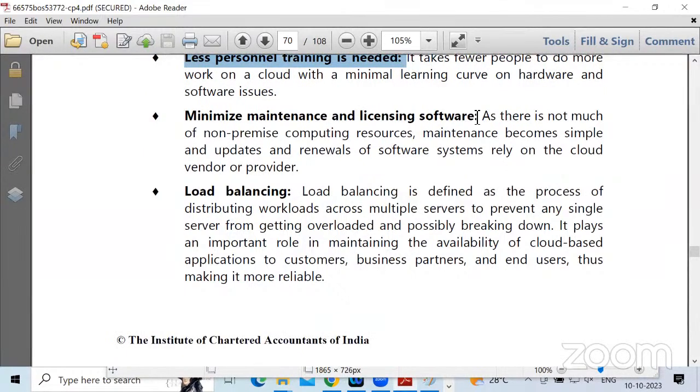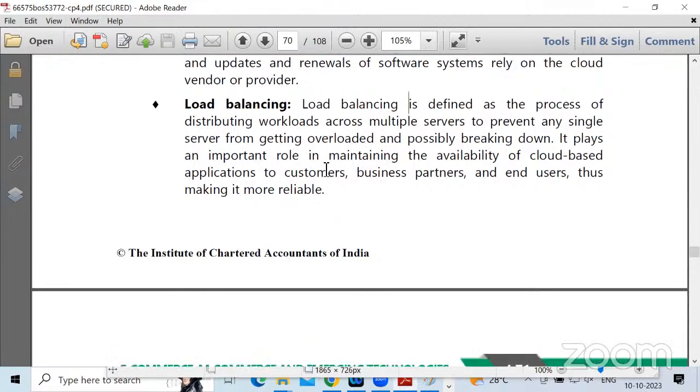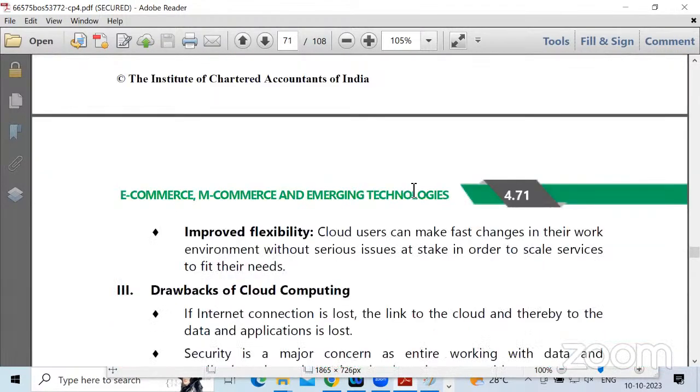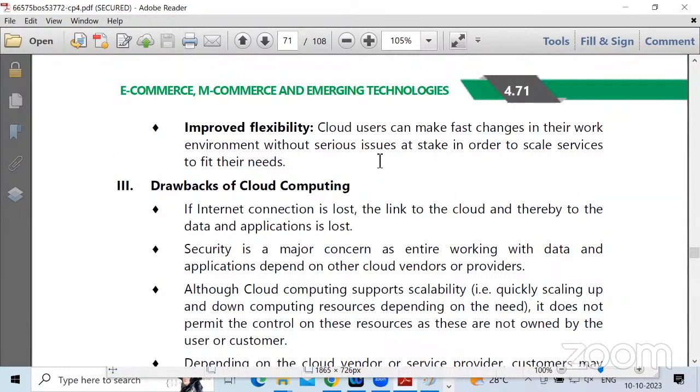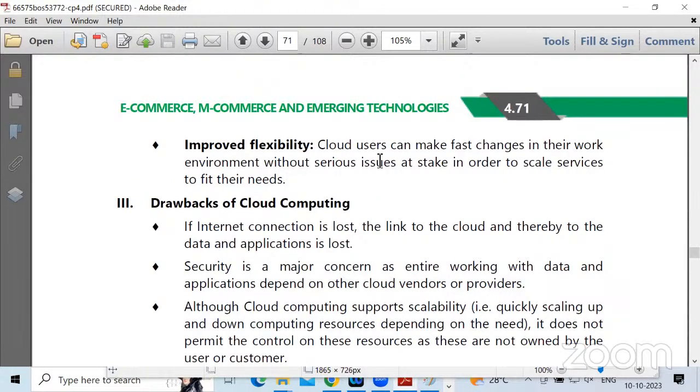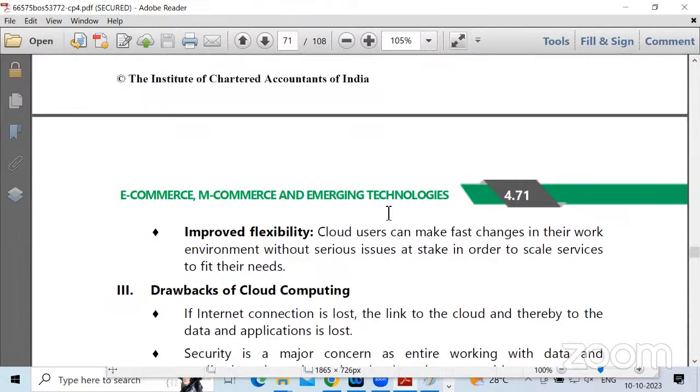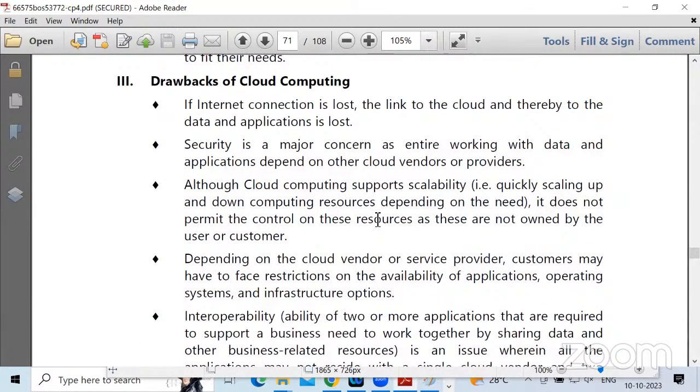Minimize maintenance and licensing of software. There is no necessity for maintenance of the software because everything is carried out by the service provider. You need to install only a small piece of software which is capable of accessing the internet. Load balancing, we already saw, is also one of the characteristics. Improved flexibility: when you want, you can increase; when you don't want, you can simply reduce. So these are all the merits or advantages of cloud computing.